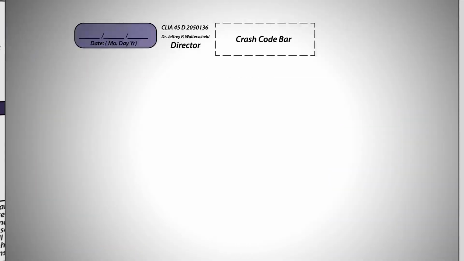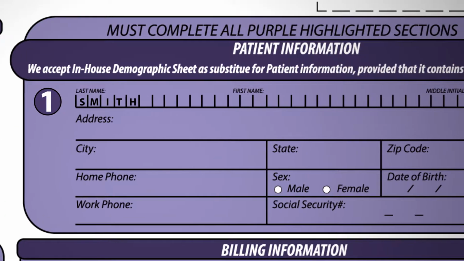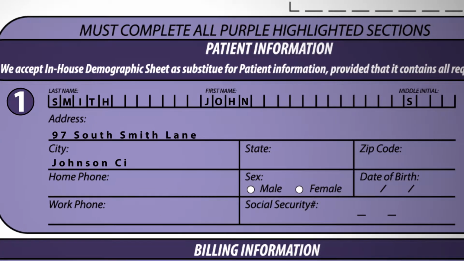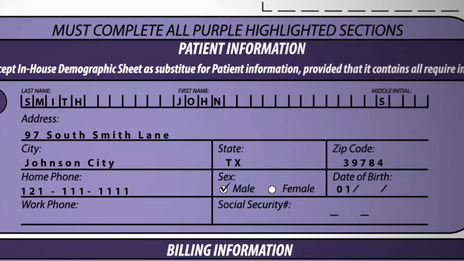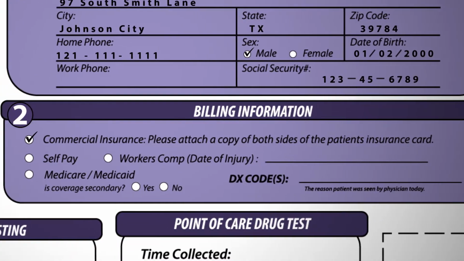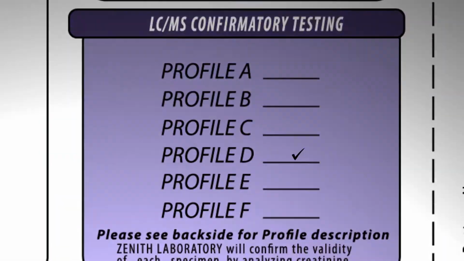So this has the order, the doctor's name and signature, as well as the patient's name, birth date, and all of the critical information that you have to put in. It's a legally binding contract, so without it, we can't do the testing.